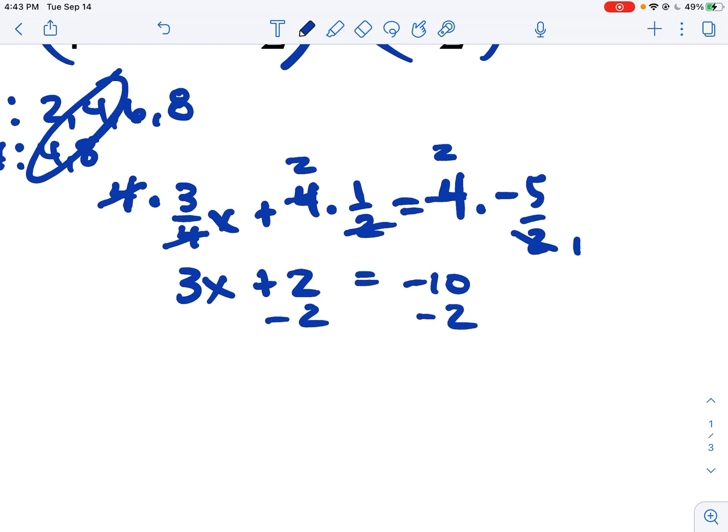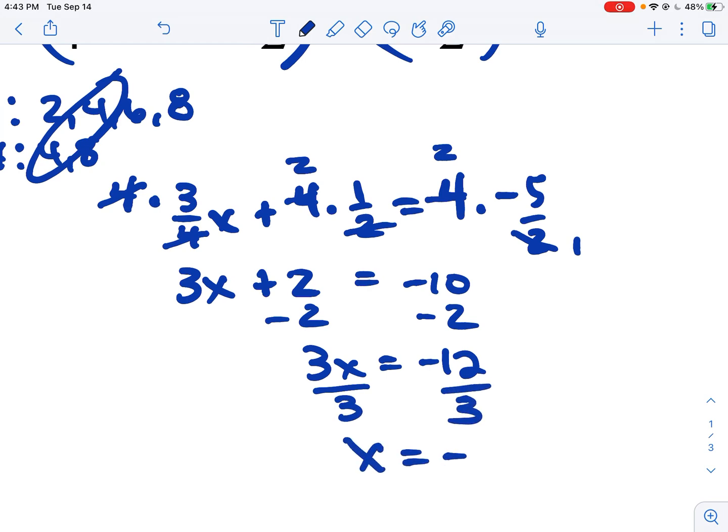Subtract 2 from both sides. 3x equals negative 12. Divide by 3 and get x equals negative 4.